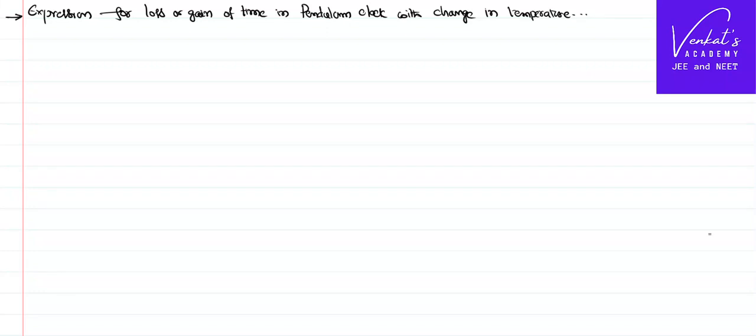Here in this video, we would like to derive an expression for the loss or gain of time in a pendulum clock. You probably know what I mean by a pendulum clock: there will be a long rod and at the bottom there will be a circular bob, and it oscillates about its mean position, based on which our wall clock works. That kind of clock is called a pendulum clock.